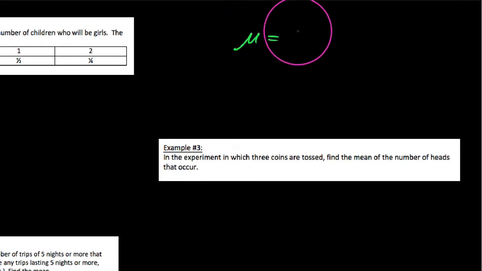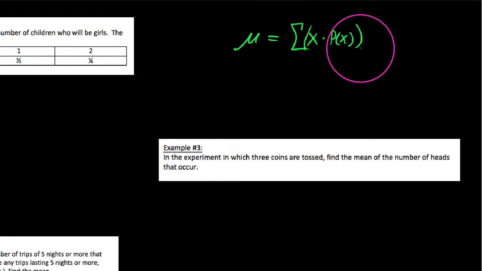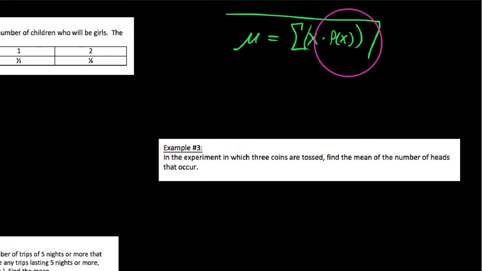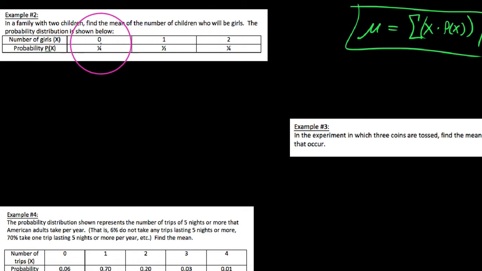So we say mu, the long-term average or mean of my probability distribution, is defined as the sum of all of the things that could happen in the event space times their respective probabilities of actually occurring. So this is the formula we anticipate using for these exercises. Let's take a look at three examples here, starting with number 2.